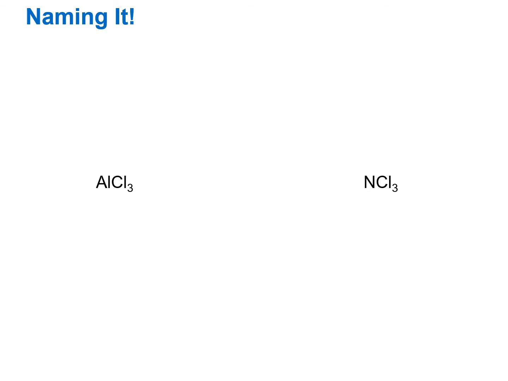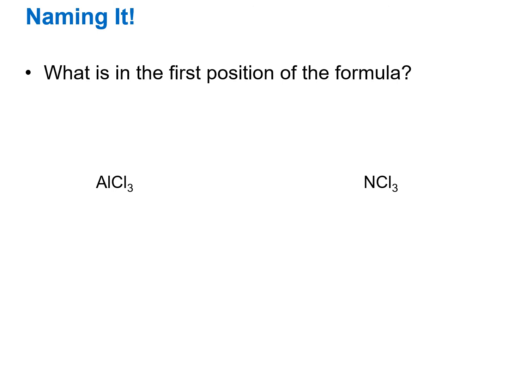And how do we do that? Well, you look at what's in the first position. What is aluminum? It's a metal. What is nitrogen? A nonmetal. What do you get when you put a metal with a nonmetal? Because chlorine is a nonmetal. When you have a metal and a nonmetal, you're dealing with an ionic compound, which means you have to follow the naming rules for ionic compounds. When you have a nonmetal and a nonmetal, then you've got a molecule, and you have to follow the naming rules for molecules.